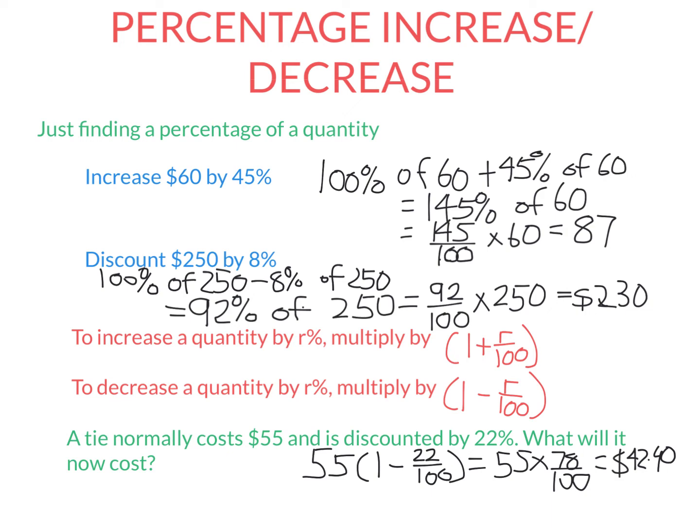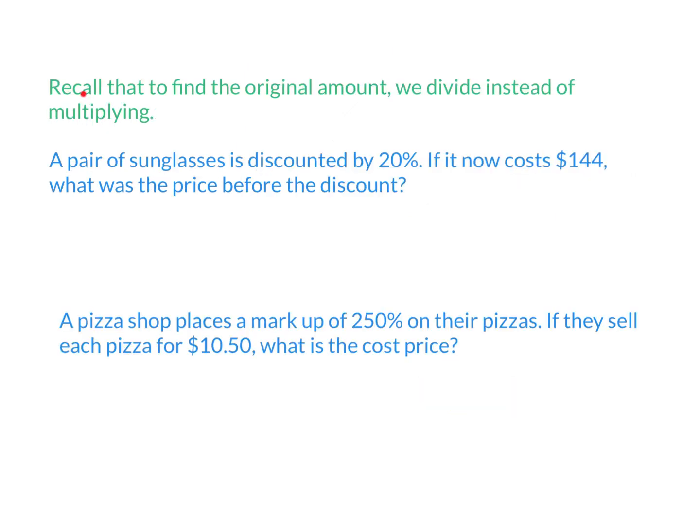All right, let's now look at an example where we're finding the original amount. So remember that if you're trying to find the original amount, you divide instead of multiplying. So let's look at this question. A pair of sunglasses is discounted by 20%. It now costs $144. What was the price before the discount? So remember, what we're doing here is we started with the original price, whatever that is. We subtracted 20% of the original price and we got $144.